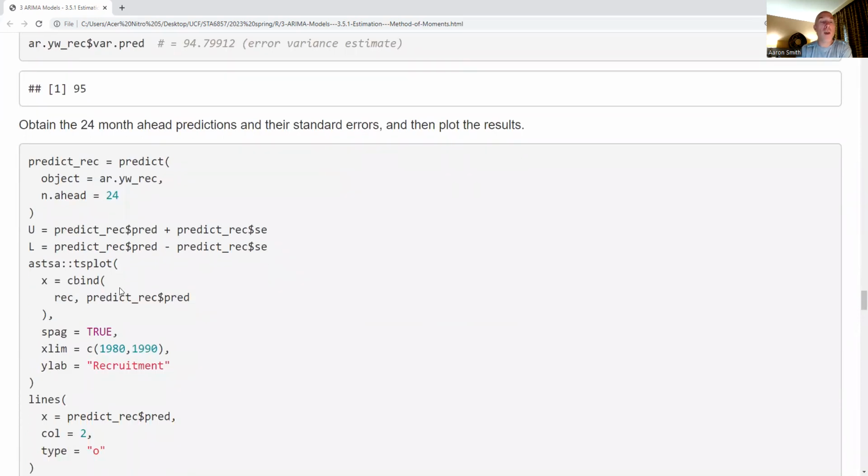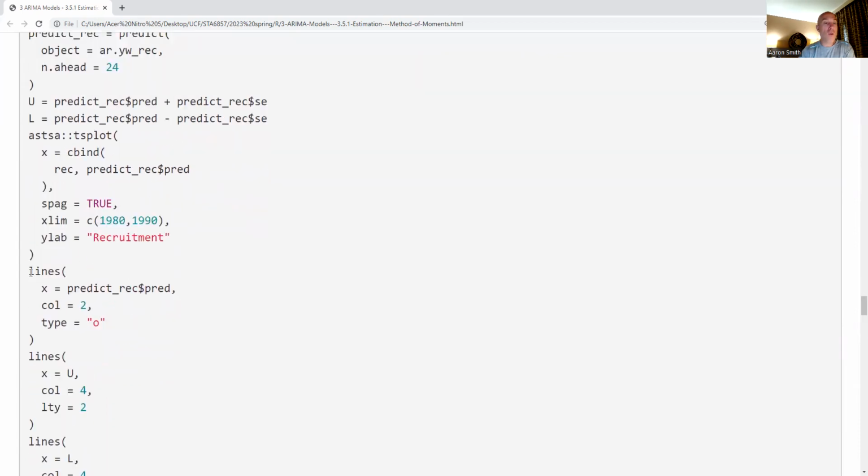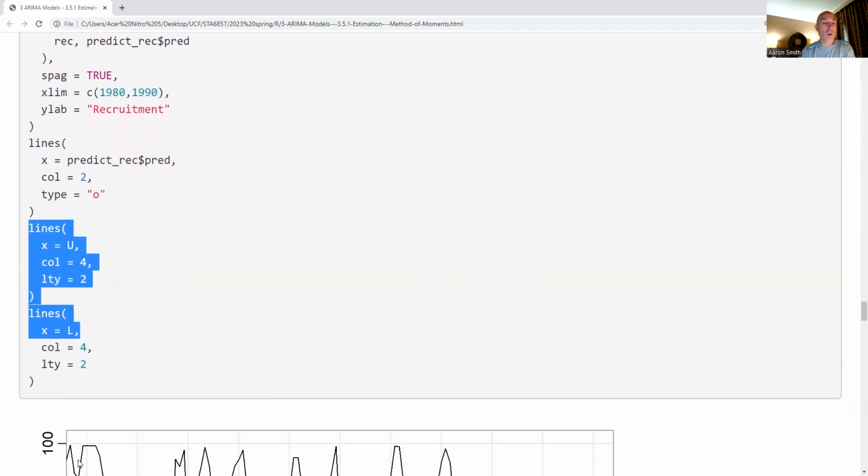All right, so now let's go ahead and obtain the 24-month predictions and their standard errors and plot those results. Here I'm using the predict function to get 24 months ahead. We're using the standard errors to get an upper and lower bound, just one standard error up and down. And we're going to use the time series plot to look at it, and then put down the predicted values with the upper and lower values from the standard errors on there.